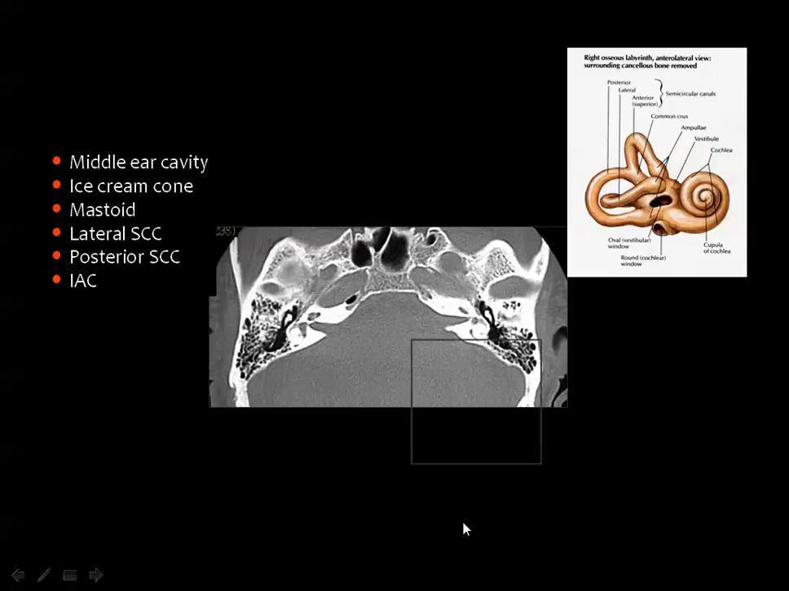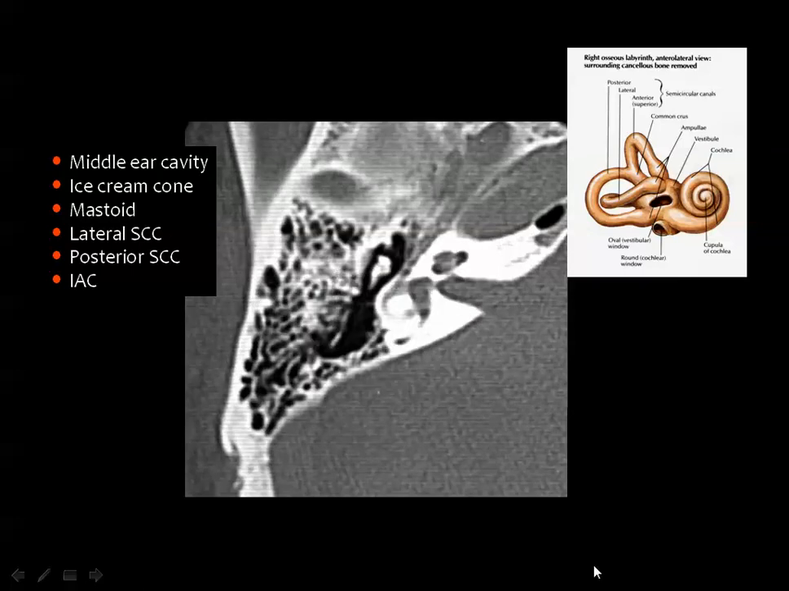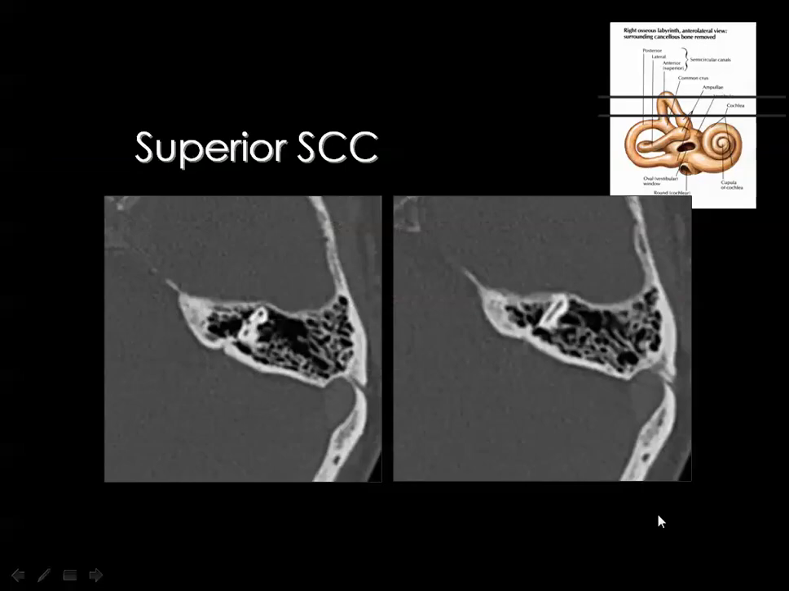Then look carefully once more here, and at this level you can see the ice cream cone, head of the malleus, incus, incudomalleal joint, middle ear cavity, aditus ad antrum, mastoid antrum. In the inner ear, you see the lateral semicircular canal, the vestibule, and part of the posterior semicircular canal.